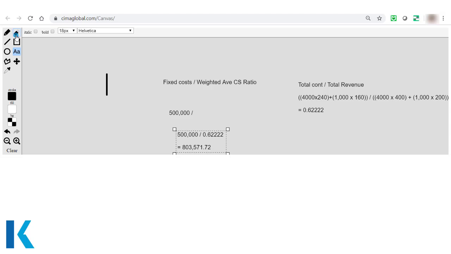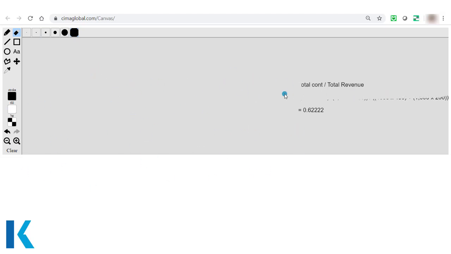Now once you finish that question, you've got your erase button. So you can erase everything you've done and you can go through doing the whole thing again. In fact, if you want to make the erase button a bit bigger, you can just make it a bit bigger and get rid of everything that you've done.